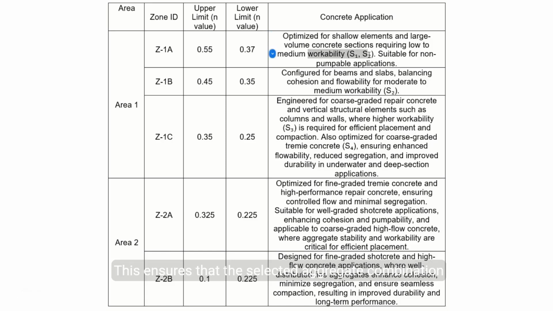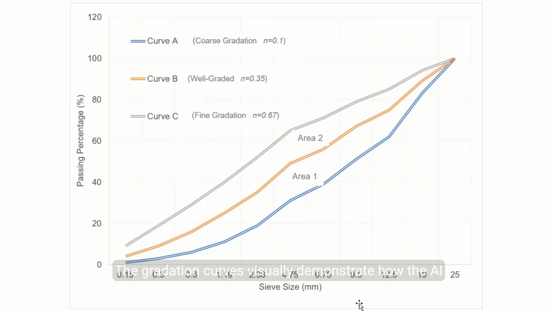This ensures that the selected aggregate combination meets the structural and workability demands of the concrete application, whether it's for shallow elements, columns, tremie concrete, or high-performance repair mixes. The intelligent classification accounts for placement method, slump target, and material efficiency to recommend the optimal blend of fine and coarse aggregates. The gradation curves visually demonstrate how the AI system matches aggregate distribution with defined zones.